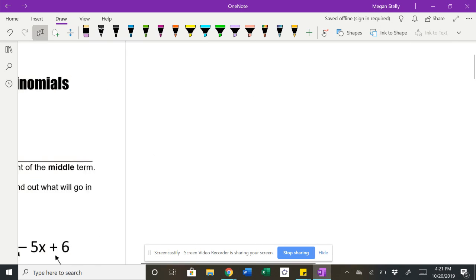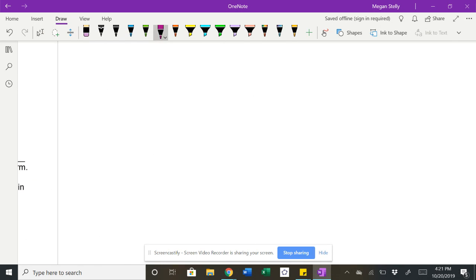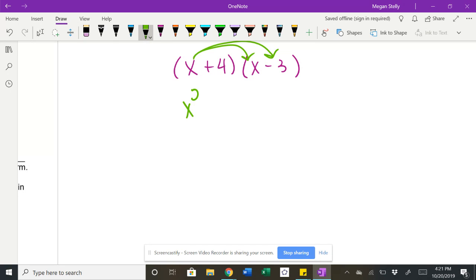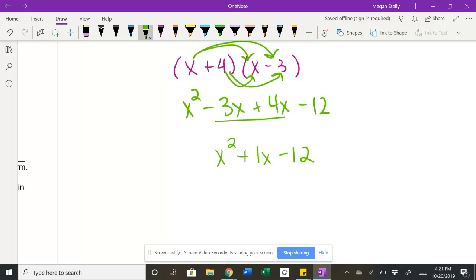And so we know how to take two binomials. Let's say we have x plus 4 times x minus 3. We learned how to take these two binomials and multiply them together by distributing. So x times x, x squared, minus 3x plus 4x and minus 12. Combine those like terms in the middle, plus 1x minus 12. And there we have our trinomial.